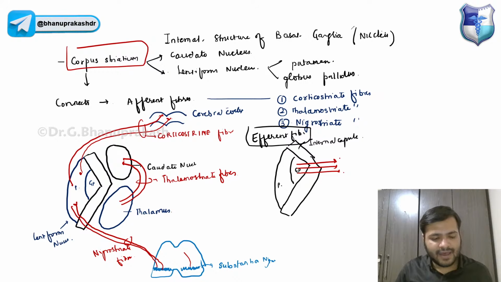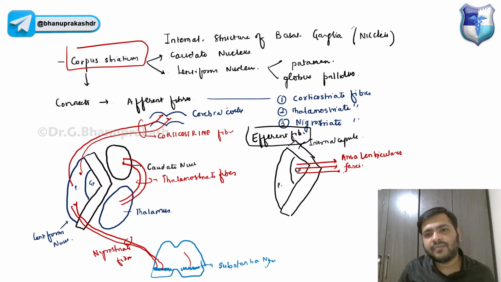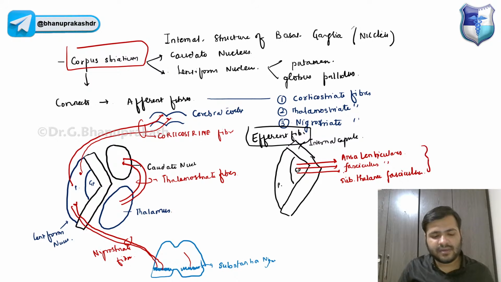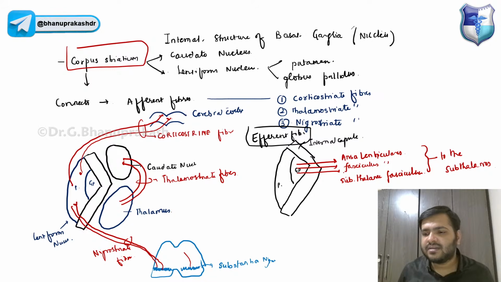So remember, we have ansa lenticularis, fasciculus lenticularis, and we also have subthalamic fasciculus. And remember, guys, all these fibers are going to the subthalamus. Yes, they are going to the subthalamus, guys. Right? So that is something you have to remember over here.